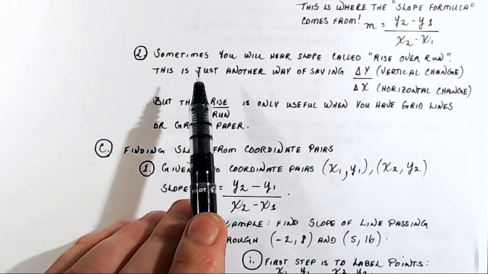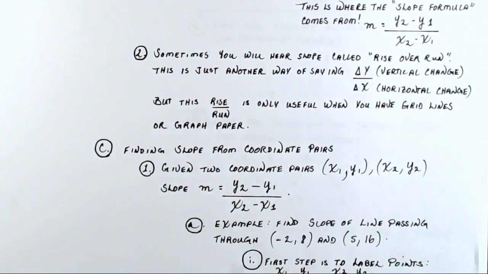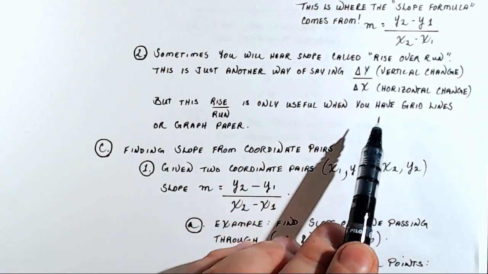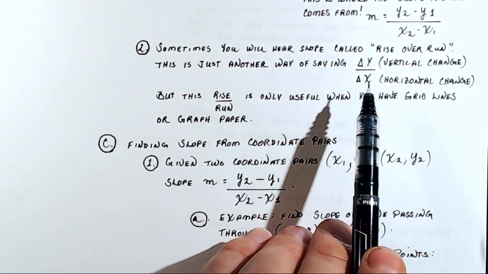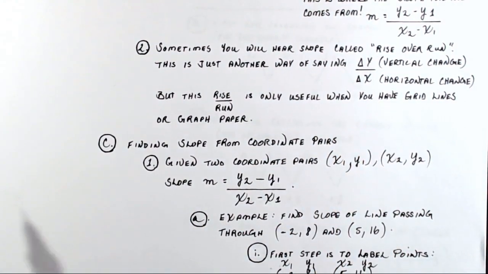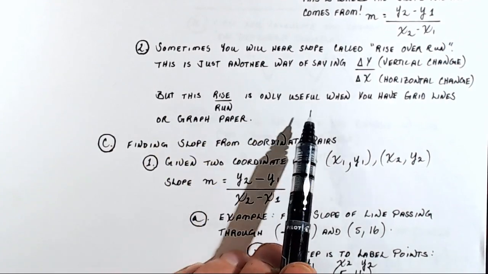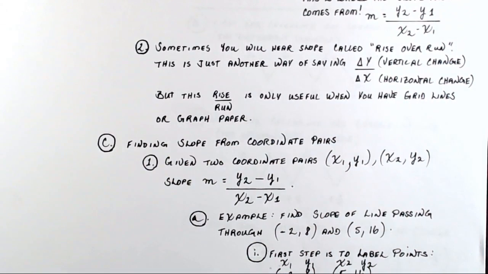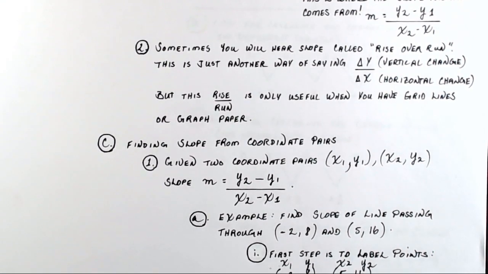Subpoint 2. Sometimes you will hear the slope called rise over run. This is just another way of saying the change in y over the change in x, or the vertical change over the horizontal change. But this rise over run notation is really only useful when you have a grid or graph paper. Otherwise, you can't really count the change that way.